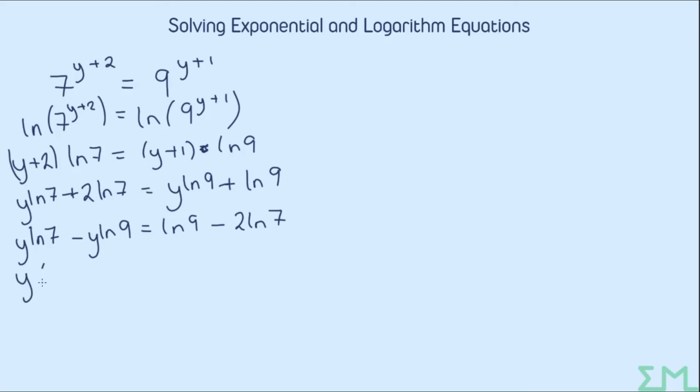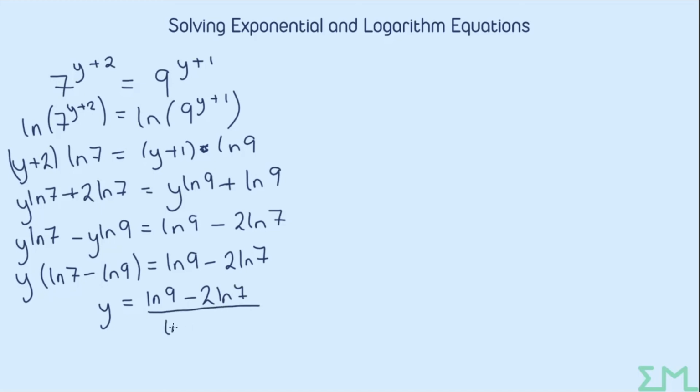Okay, we're going to factorize because we're not going to evaluate our lns, our natural logs yet, because we're likely going to need to give this answer in its exact form. Plus it's nicer to do it that way. No need to touch a calculator in that case. And then we just divide by what we factorized out. So ln 9 minus 2 ln 7 all over ln 7 minus ln 9. And there we go. We are done.